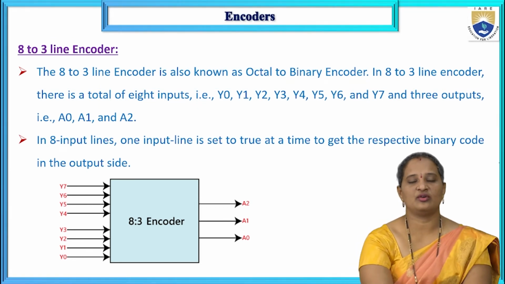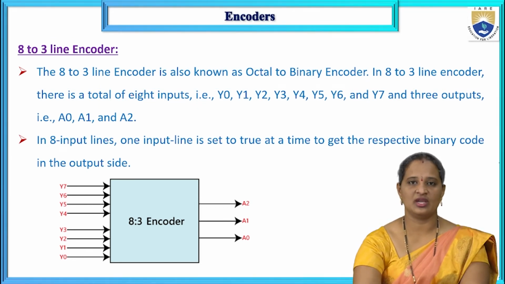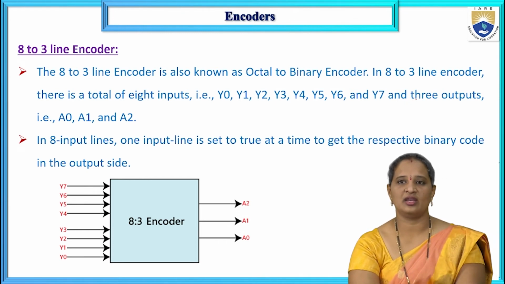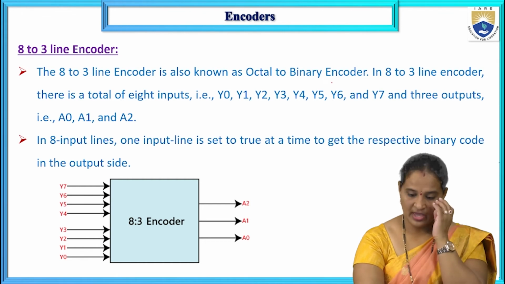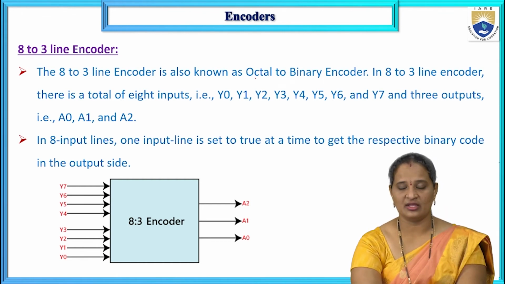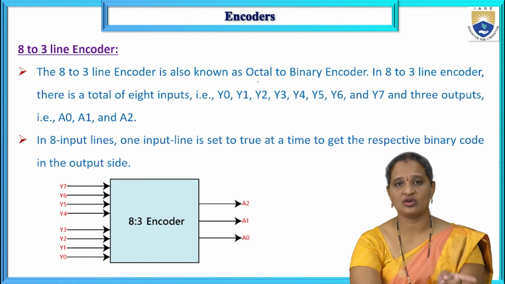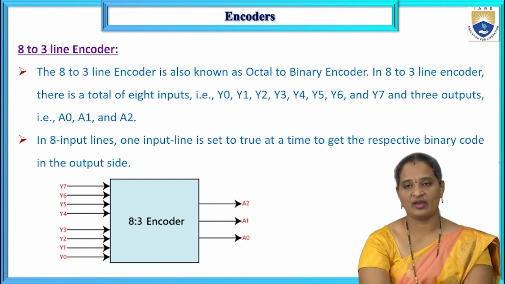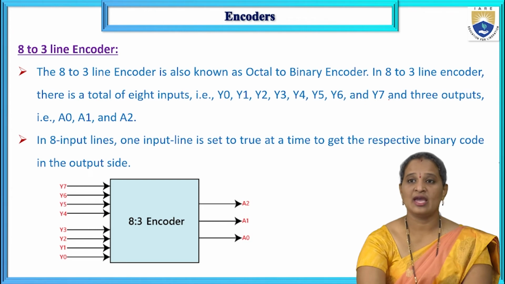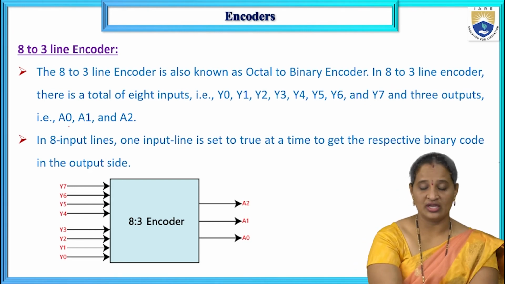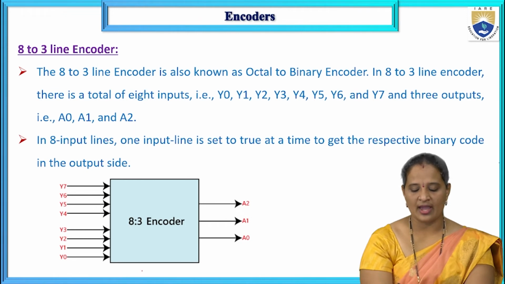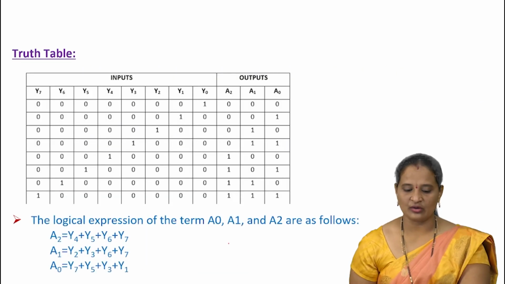So in the 8 to 3 encoder, we have 8 input lines and 3 output lines. So we can also call it an octal to binary encoder. These 8 inputs represent the symbols of the octal number system. Those are Y0, Y1, Y2, and so on, up to Y7. And we have 3 outputs, A0, A1, A2. So this is the block diagram of the 8 to 3 encoder.